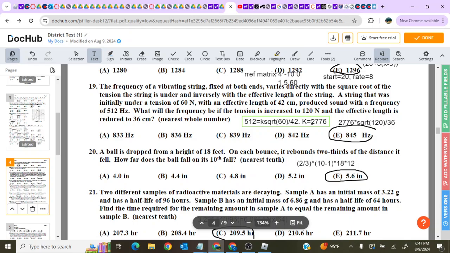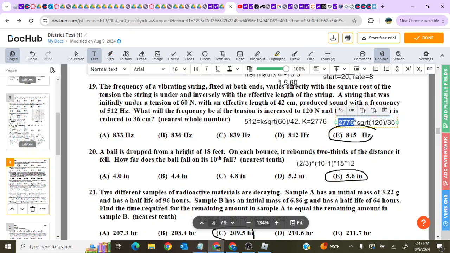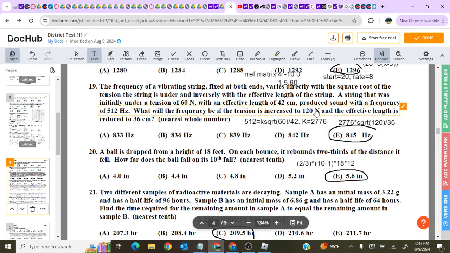So your k is 2,776, and then you plug in your new values. 2,776 times square root of your new tension of 120 divided by your new length of 36. And you get 845 hertz.